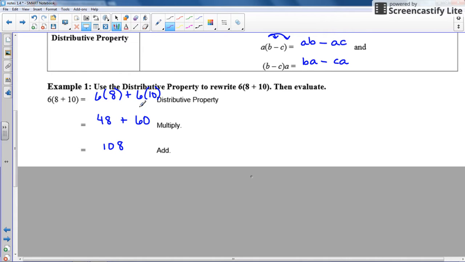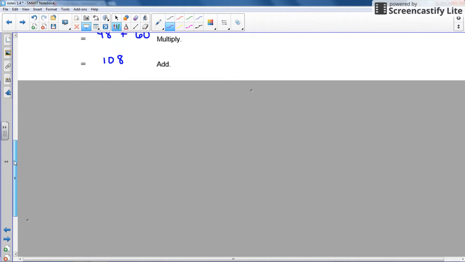This allows us to do it a little bit more mentally because we can do 6 times 8 and then we can do 6 times 10, just like I have written here. And then that's pretty simple from there. 6 times 8 is 48, 6 times 10 is 60. Add those together, we get 108. Pretty quick and easy.